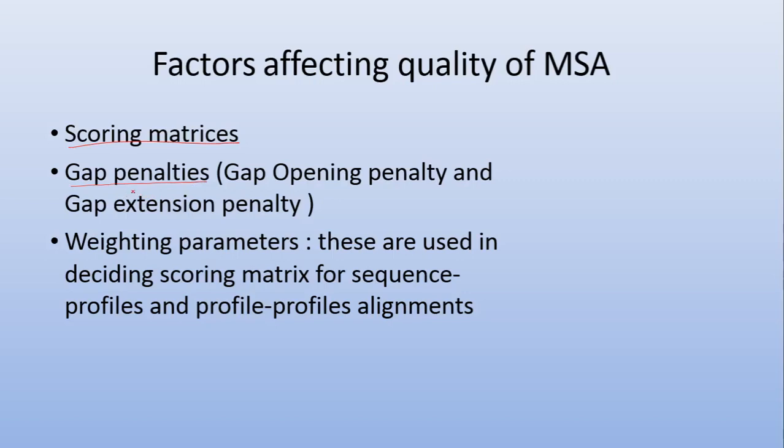When it comes to aligning profiles to each other and subsequent sequences to the remaining profiles, you would also consider something called weighing parameters in multiple sequence alignment. What weighing parameters you choose would eventually affect the quality of the alignment. These weighing parameters are used in deciding the scoring metrics for sequence-to-profile or profile-to-profile alignment. So what weighing parameters you use, how you handle the gap penalties, and what scoring matrices you use, these three factors would eventually determine the quality of your multiple sequence alignment. This is very important to know.